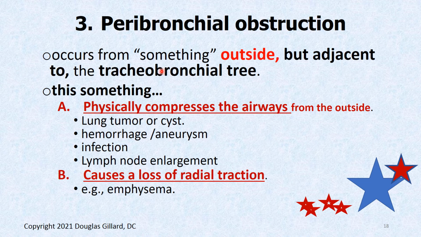Peribronchial obstruction, so that means it's not actually inside the tracheal tubes, it's on the outside of the tubes. And so we could have something physically compressing the airway, like a tumor or blood in the lung, especially in the pleural cavity, an infection growing, a big infection party where maybe you're getting an abscess, lymph node enlargement pushing into the lung, anything that pushes into the lung from the outside. But there's also the concept of radial traction, which is considered a peribronchial obstruction.